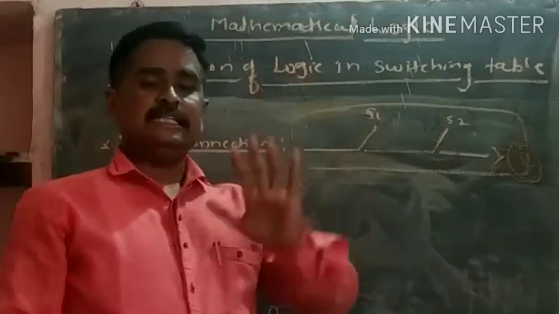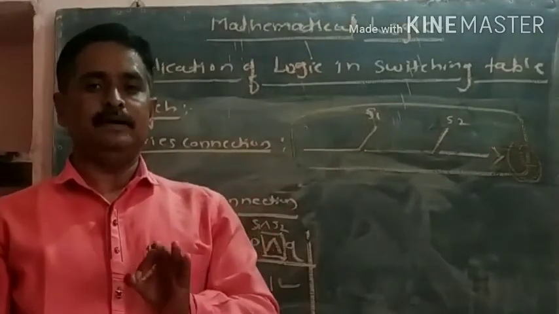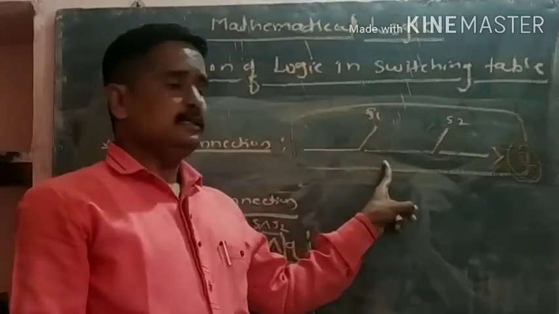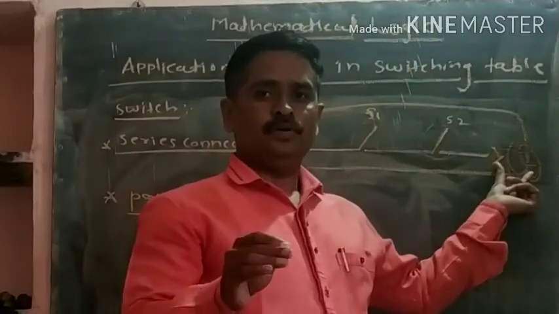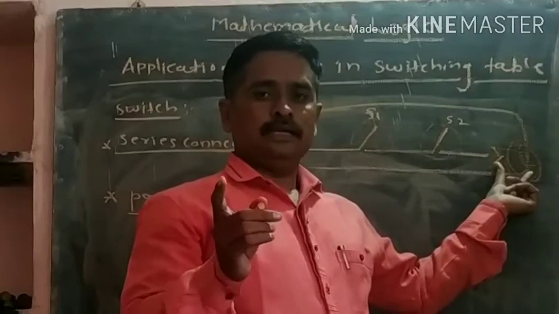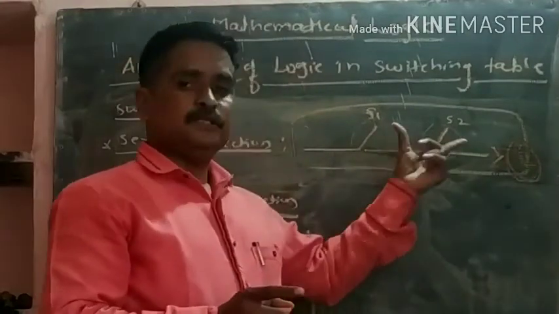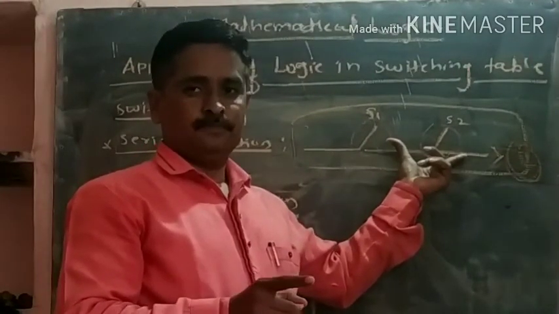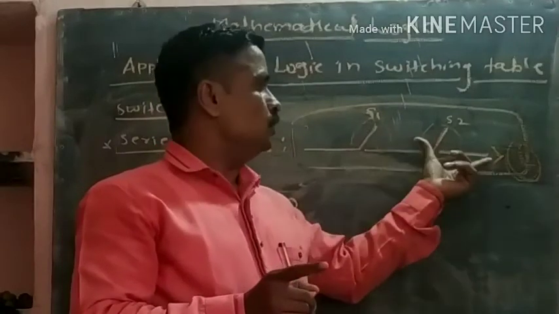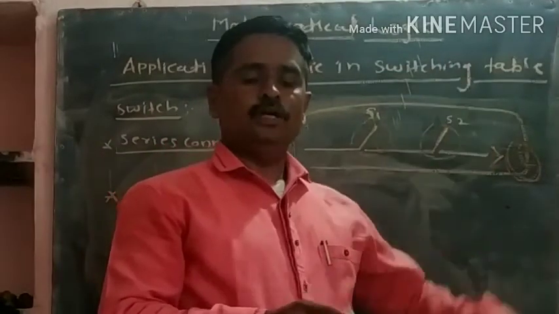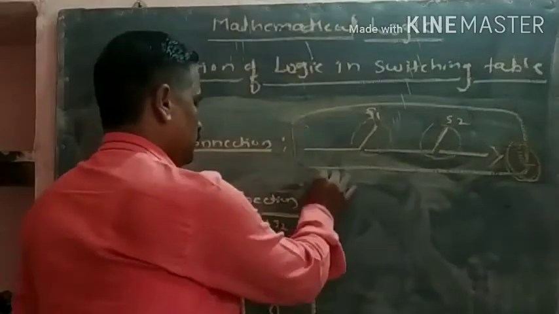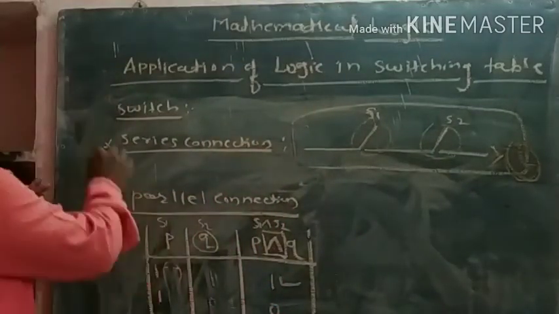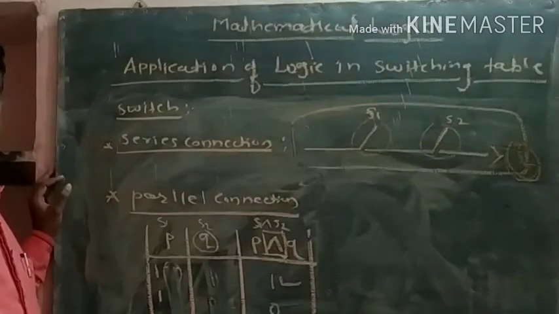That means in a series connection, remember, current will flow only if both switches are closed. If both switches are closed, then current will flow. Otherwise, current will not flow. So it is the first operation, that is the series connection.